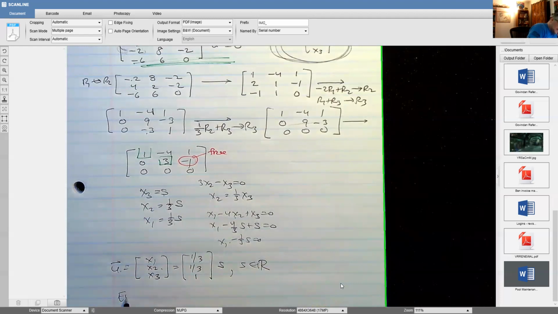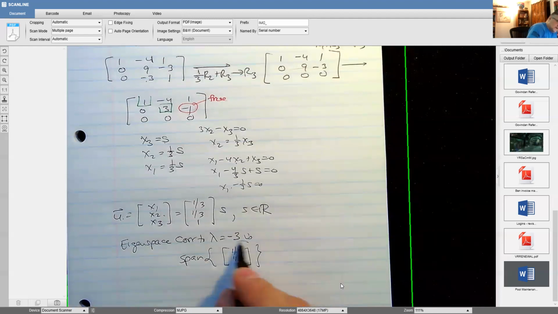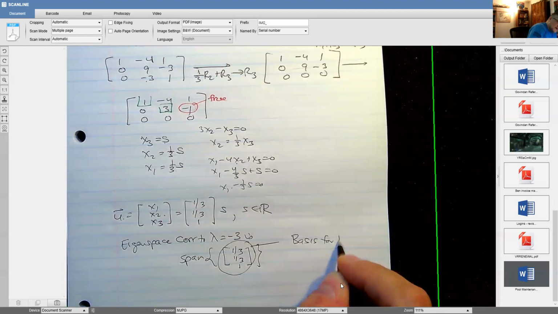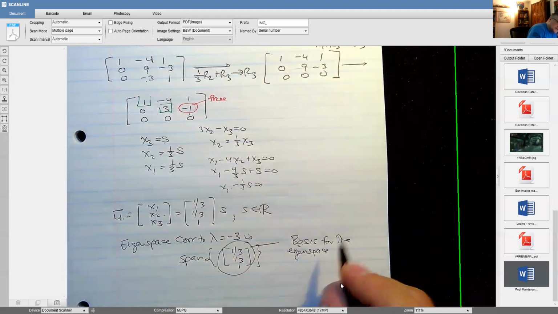And so the eigenspace corresponding to lambda equals -3 is the span of just this vector. Okay. And so this gives you a basis for the eigenspace. It is the single vector in this case for which the span is the eigenspace.